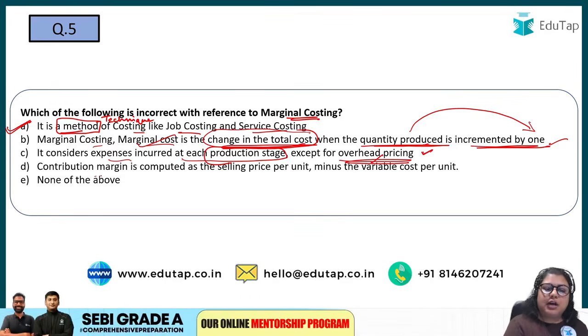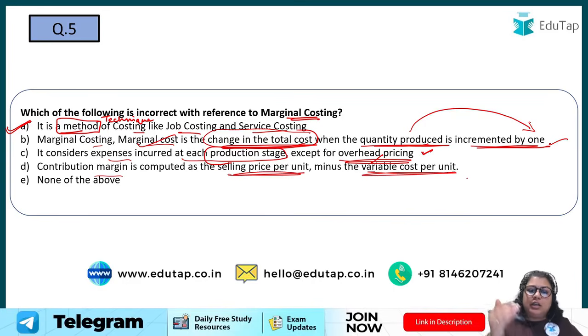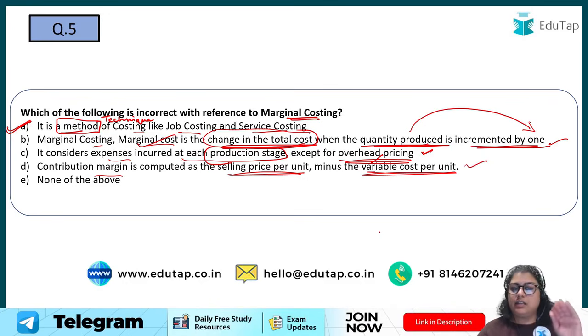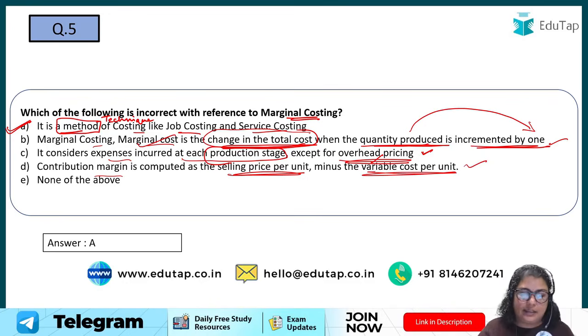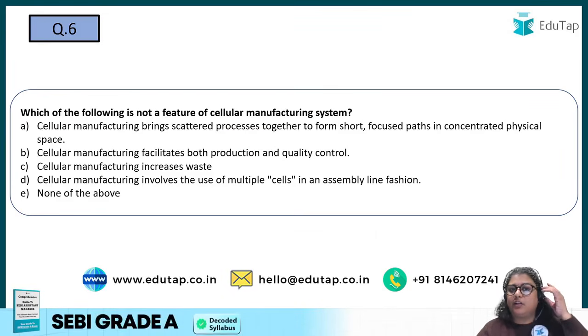Then contribution margin is computed as selling price per unit minus the variable cost per unit. This we have already done in the previous one also, na? Selling price minus variable cost. So this is true. So hence the answer is option A, because this is the incorrect statement. Okay. Next, which of the following is not a feature of cellular manufacturing system?